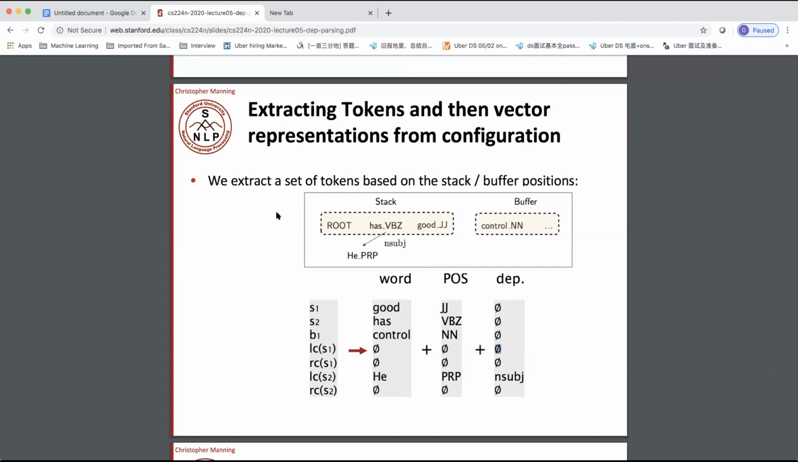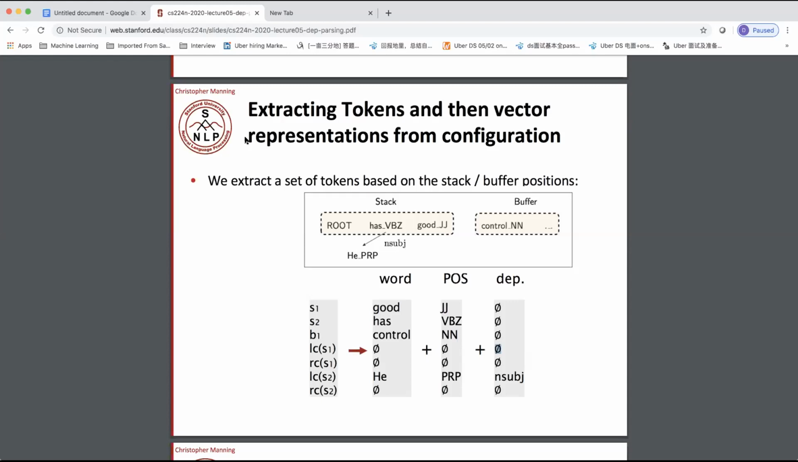Control in the buffer. What's the left of good? Control is not the left side. Control is the right side, actually. If you recall, like I ate fish, the left arc of ate is I, not fish. So it's not about control. There's nothing on the left of has. So on the left is has, yes.